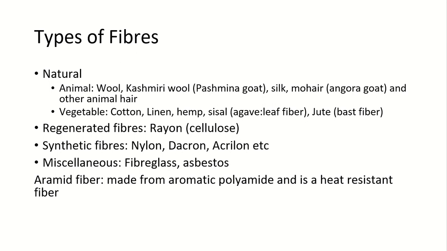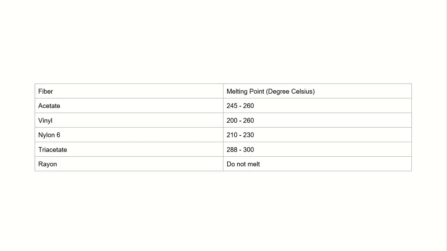Regenerated fibers are rayon, made up of cellulose. Synthetic fibers are nylon, dacron, acrylon, etc. Miscellaneous fibers are fiberglass, asbestos, etc. Aramid fiber is made from aromatic polyamide and it is a heat resistant fiber. Fibers and their melting point.